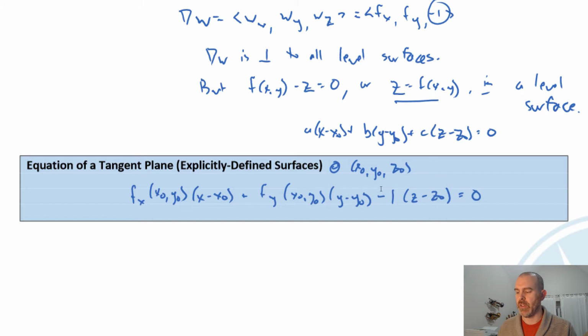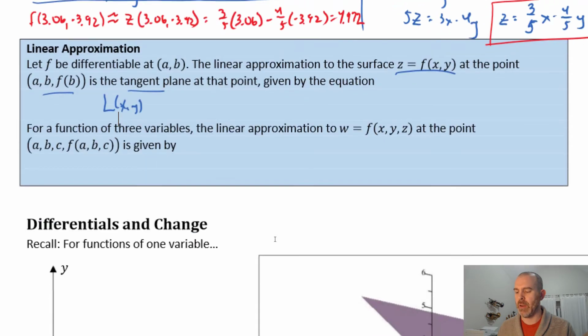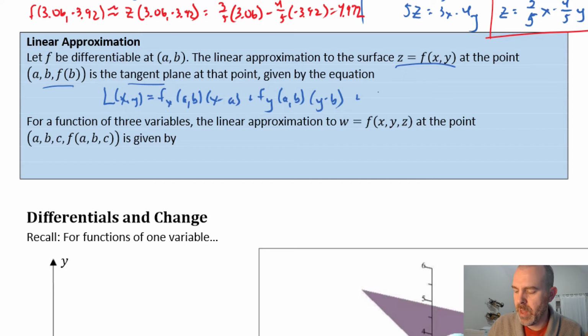Solve it for z. Distributing the negative, you add z to the other side, you get z equals, and that is the equation for the tangent plane, which we're going to call the linear approximation. So that is the partial derivative with respect to x at a, b times x minus a, plus the partial derivative with respect to y at a, b times y minus b, plus the function at a, b.